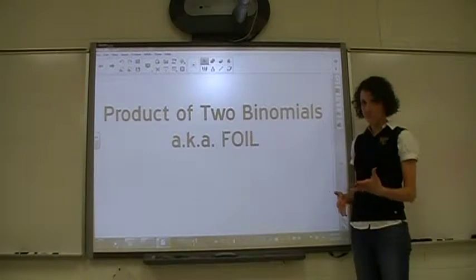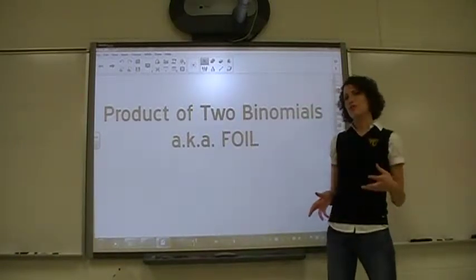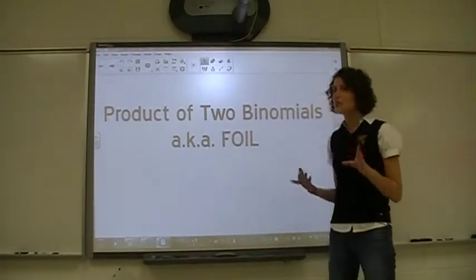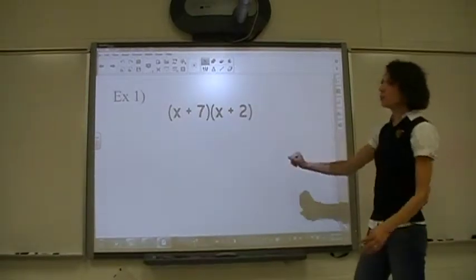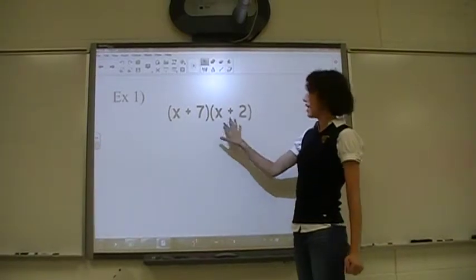FOIL. Now, when you think of FOIL, it's probably something you wrap your leftovers in or something from the night before for dinner. But in this case, you actually can apply it to mathematics, and I'm going to show you how right away. So, we're going to be multiplying two polynomials. So we have x plus 7 times x plus 2.